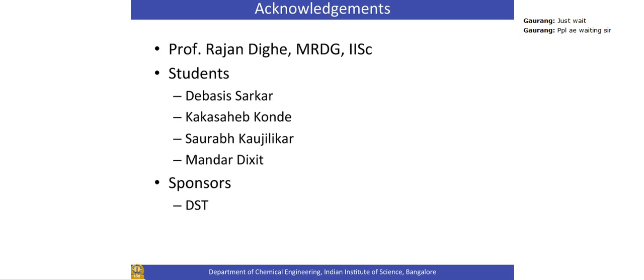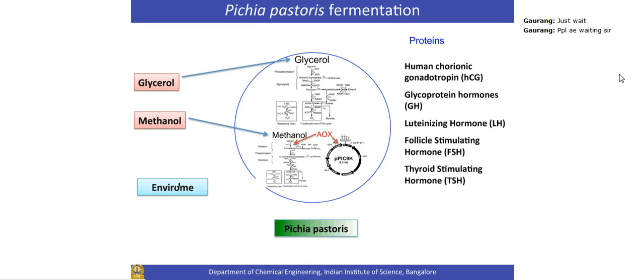The switch that we used here is this AOX. So this particular vehicle for the protein, the gene, was tied to this AOX. If I give glycerol alone, then this switch won't be turned on, and therefore we will not get any protein. Now there are other switches possible. For example, one could use a GAP promoter, a switch which works only on glycerol, but that is not as efficient as this particular switch. Therefore, the common practice is to use both glycerol and methanol.